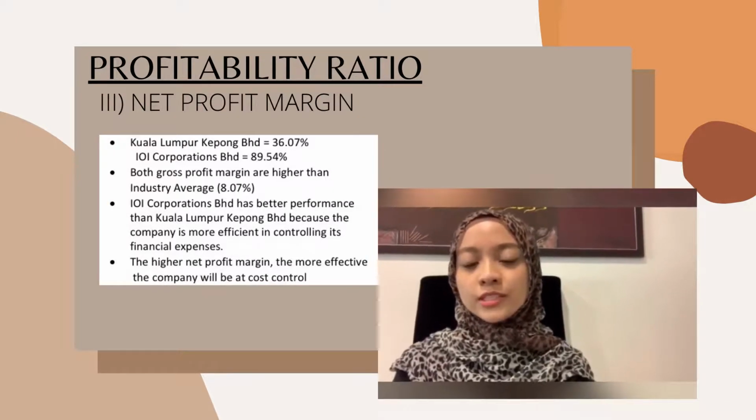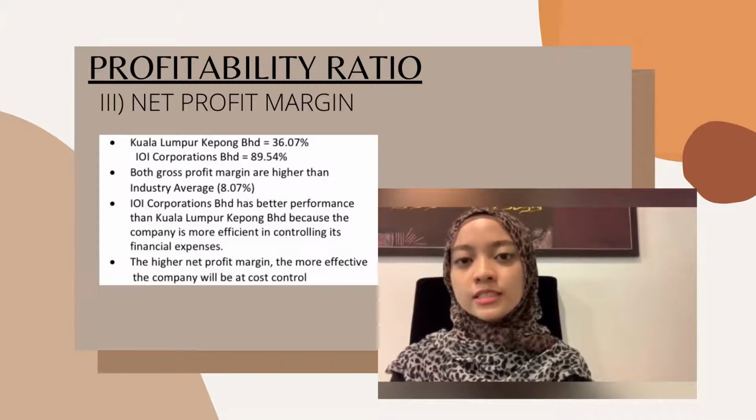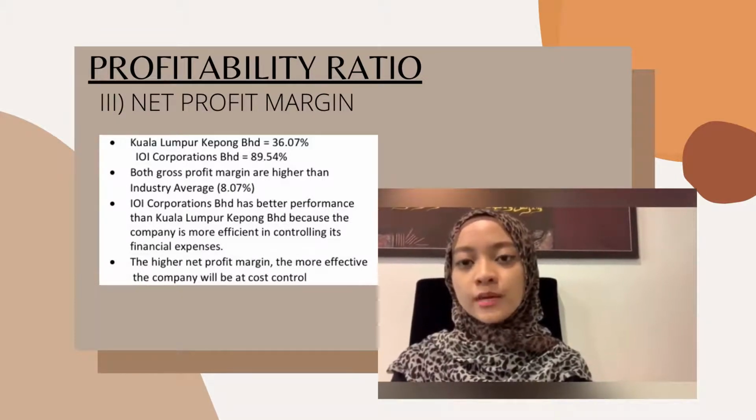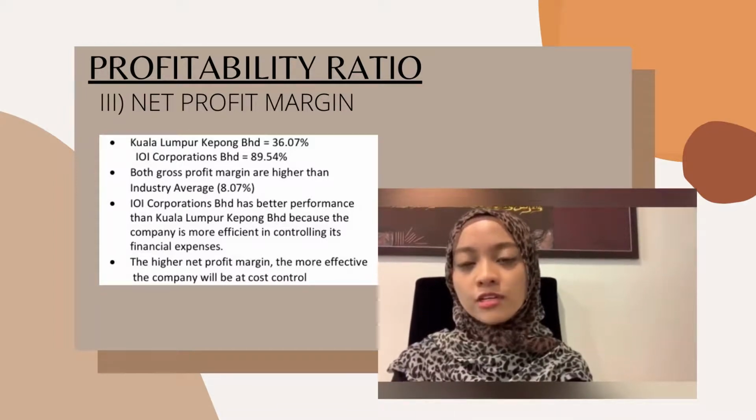For net profit margin, Kuala Lumpur Kepong Berhad's net profit margin is 36.07%, and IOI Corporation Berhad's net profit margin is 89.54%. Both companies' net profit margins are higher than the industry average, which is 8.07%.